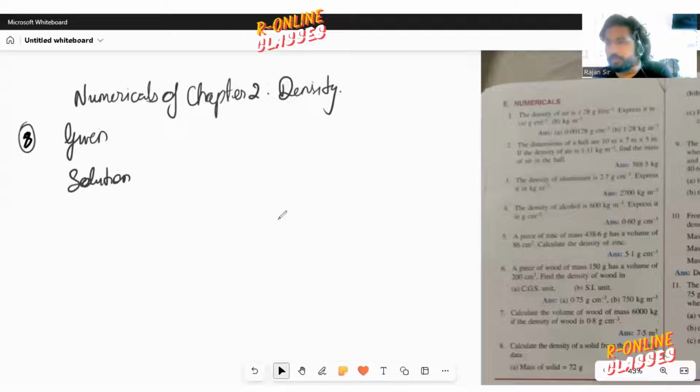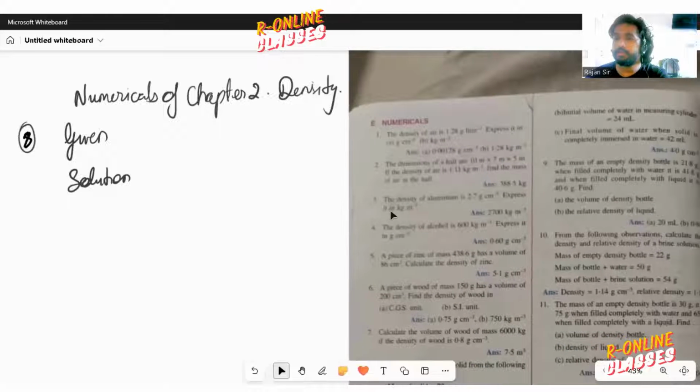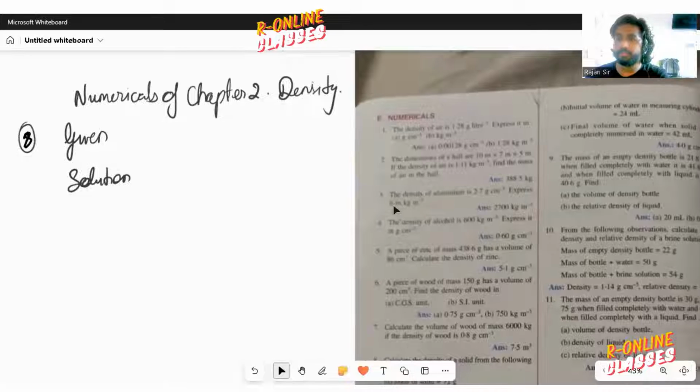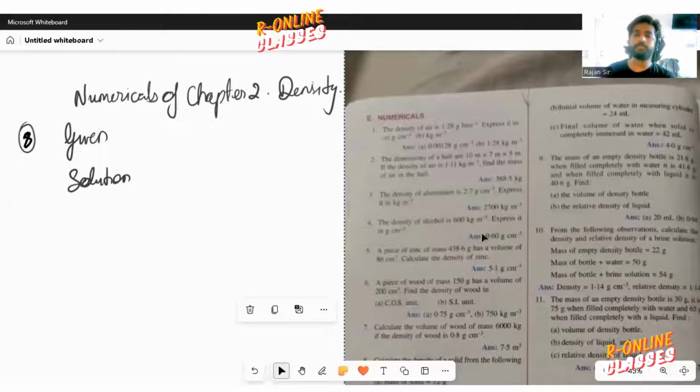8. Now we have, calculate the density of a solid from the following data. Okay, in this case, we would need the other side of the page. So I'm bringing this one. I hope you can see this one. No, okay, sorry.